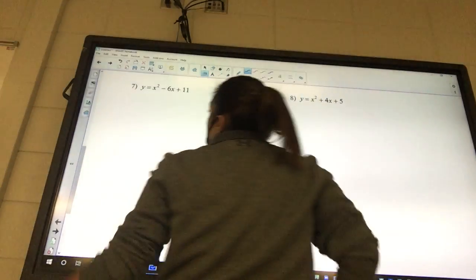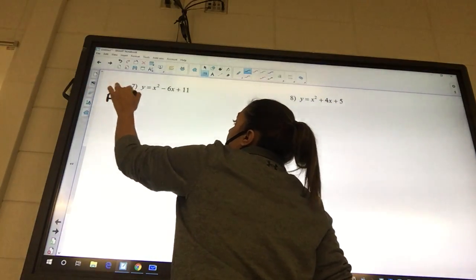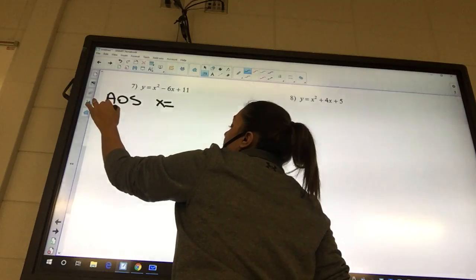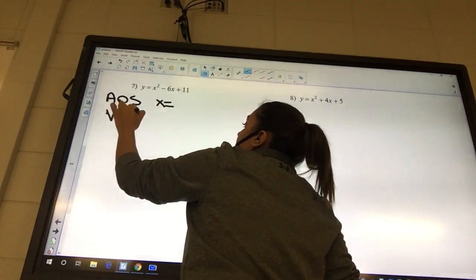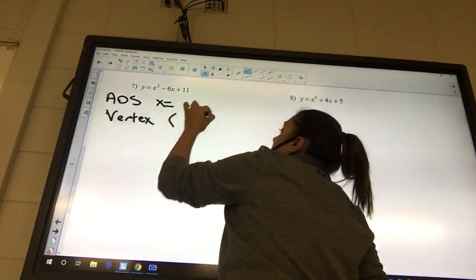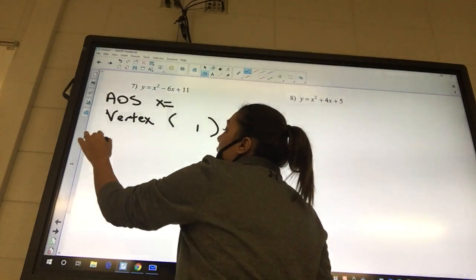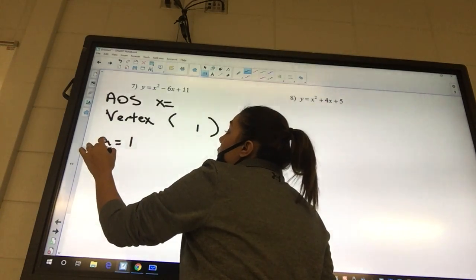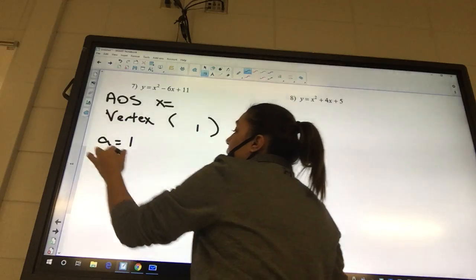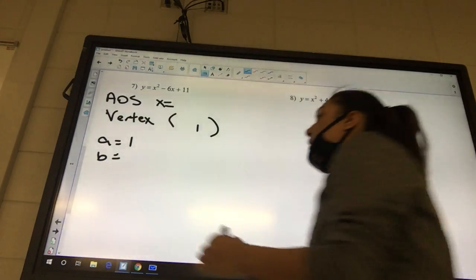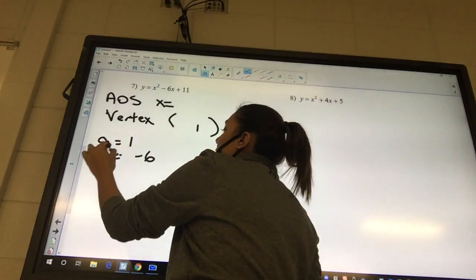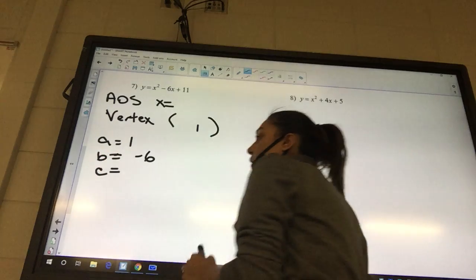Okay, 7. We got our AOS. It's going to be x equals and our vertex. Okay, what is our A? 1. Husamar, what's our B? Negative 6. Negative 6. Okay, so don't just put 6. And our C? 11.